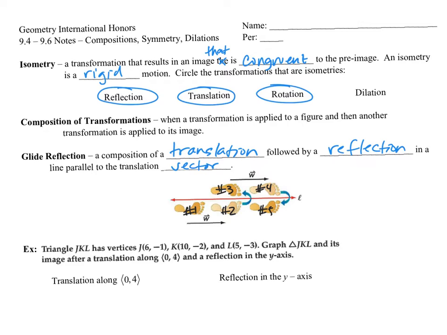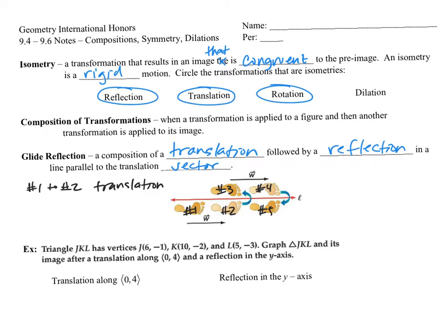Okay, so as we look at these transformations, as we look at number 1 to 2, you can see that we just slide it, we just translate it according to this vector W. So number 1 to number 2 is a translation determined by the vector W. Okay, then as we look at number 2 to number 3, that's a reflection in the line L, and you'll notice that L is parallel to the translation vector.